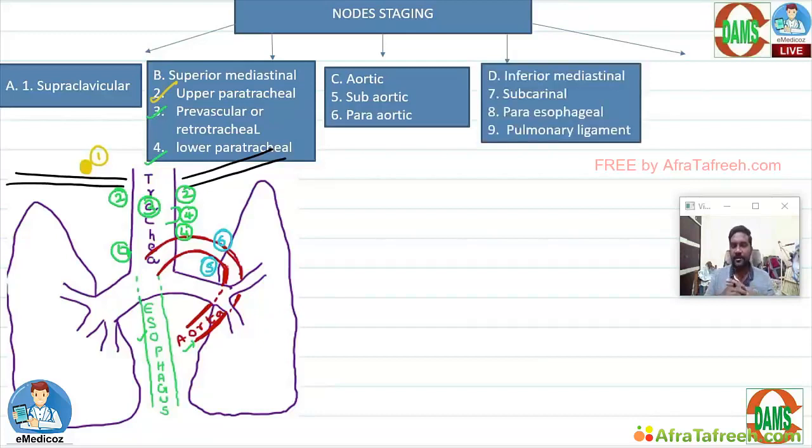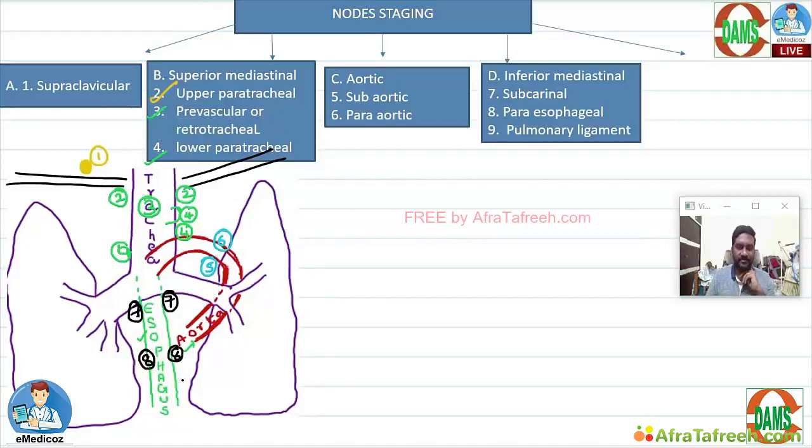The next category, inferior mediastinal. So subcarinal. This is the carina; the bifurcation is the carina. So there can be subcarinal lymph nodes. Then paraesophageal lymph nodes. This is the esophagus, and around the esophagus we have paraesophageal lymph nodes. Then pulmonary ligaments will be nearer to the mediastinal pleura.